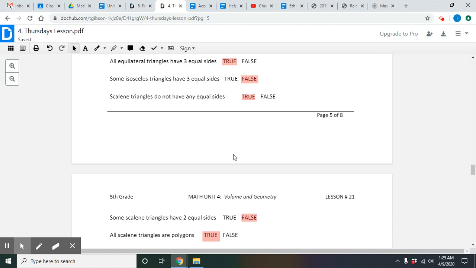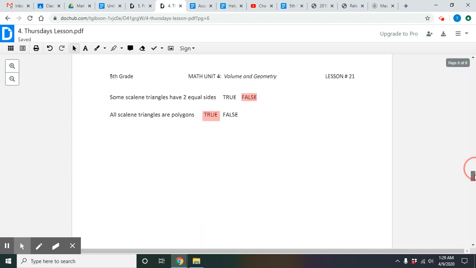All right, now let's answer the last two questions. Some scalene triangles have two equal sides. Again, what is the defining attribute for scalene triangles? Exactly. They have no equal sides. So this is false. This can never happen because all scalene triangles have no equal sides.